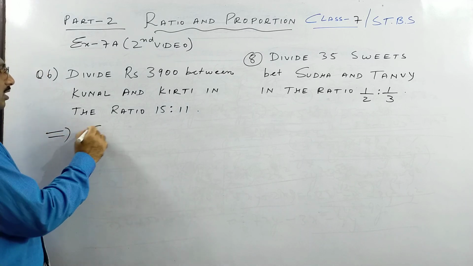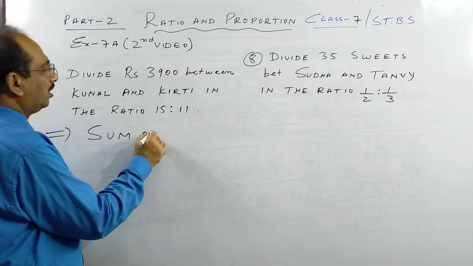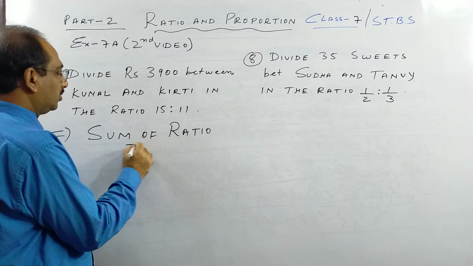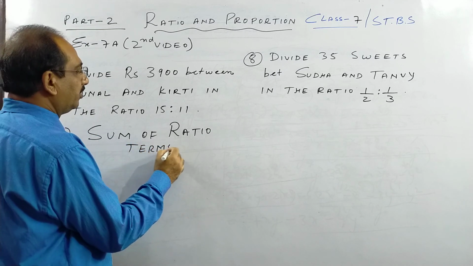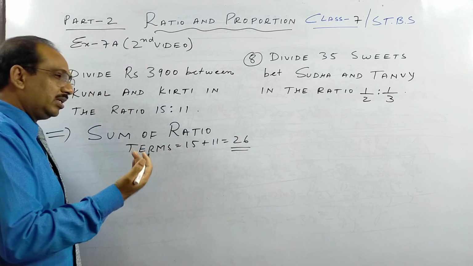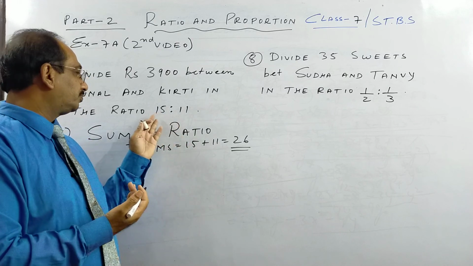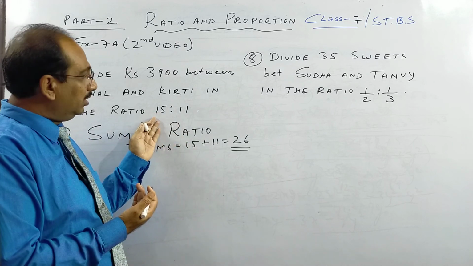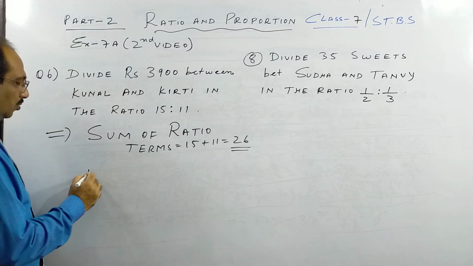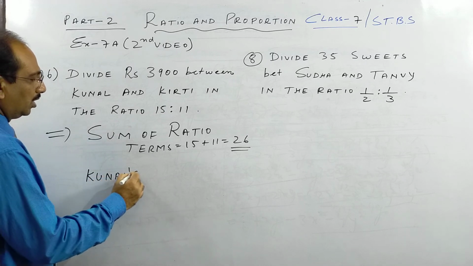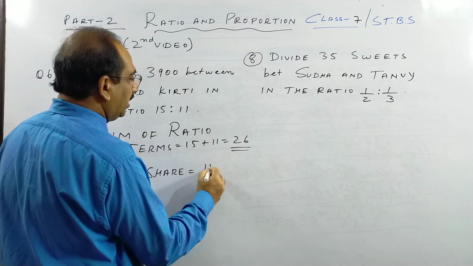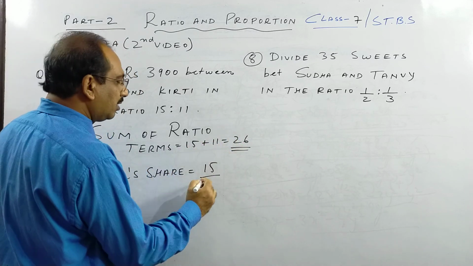The first thing over here, children, is very important: the sum of ratio terms. Here your understanding will also be better. The sum of ratio terms is 15 plus 11, which is 26. It means if they had 26 rupees, then Kunal would have got 15 and Kirti would have got 11. So Kunal's share is 15 over 26; out of 26 he would have got 15.